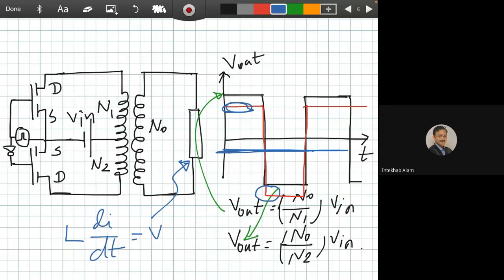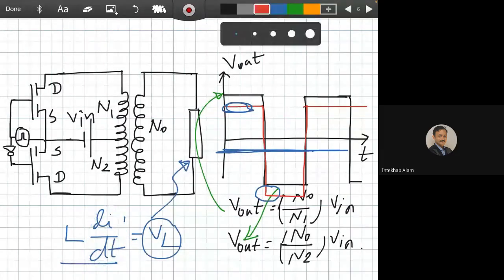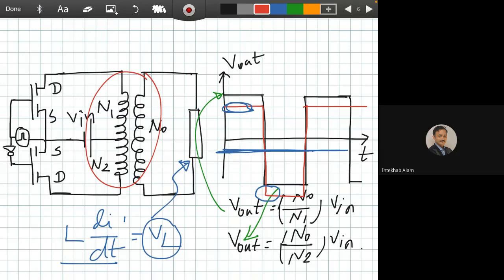So this is called VL. VL equals L di/dt. Since di/dt goes to 0, VL becomes 0. VL being 0 means it's a short circuit on the inductance side. So there will be a short circuit current. So we have to fix this one with N1 and N2 being the same. We don't have any other options.